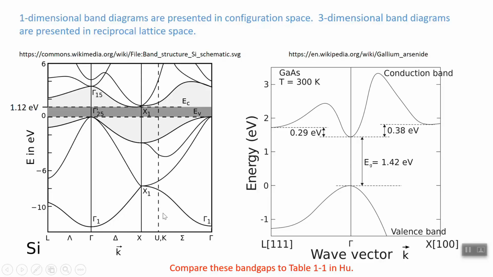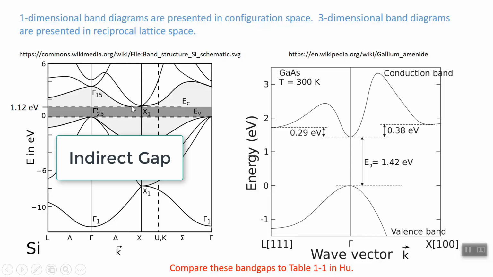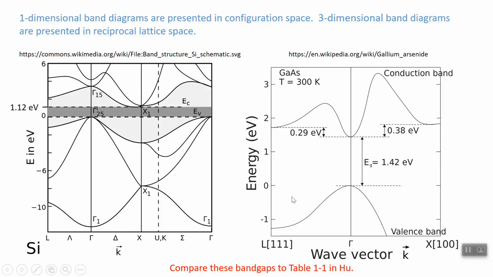Silicon is referred to as an indirect gap because the valence band maximum is at a different point than the conduction band minimum. Gallium arsenide is referred to as a direct band gap because the two band edges have their extrema at the same place. And you'll notice that the valence band edges tend to be concave down, and the conduction band edges tend to be concave up.